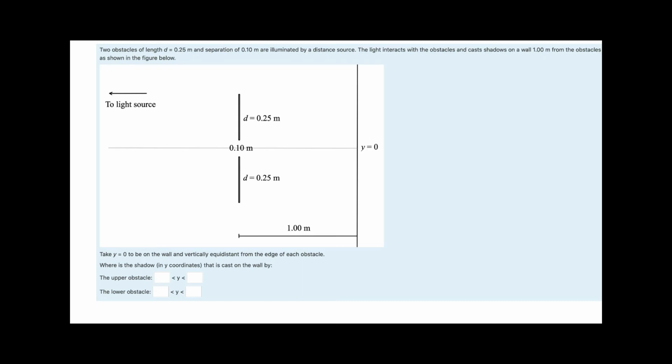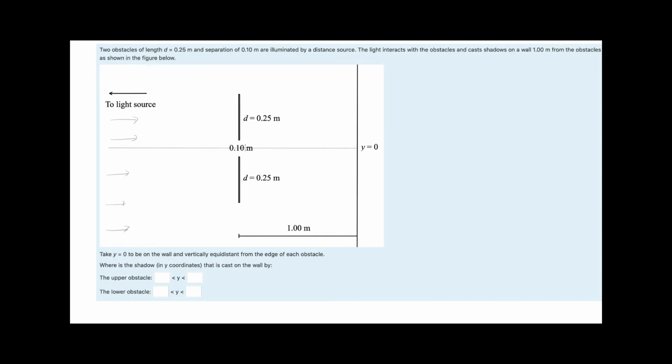Okay, so for this question, we need to utilize the ray approximation to work this out. So we have a light source. We can see that the light source is coming from very, very far away. And what this basically means is that we can assume that the light rays are coming in parallel, just like this. And what we have is it's interacting with these two obstacles.